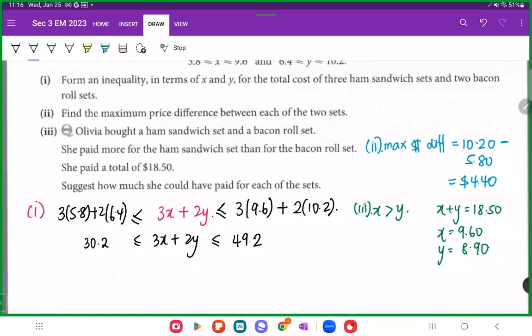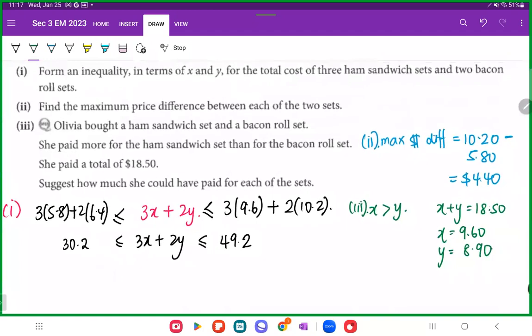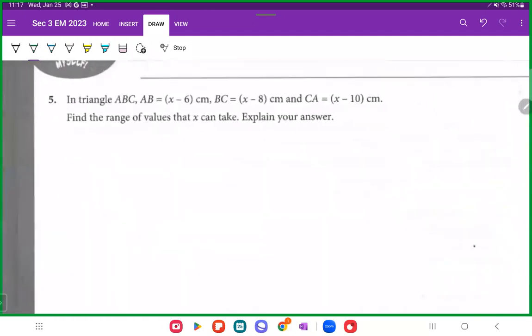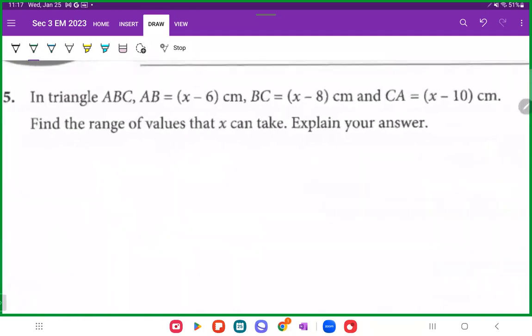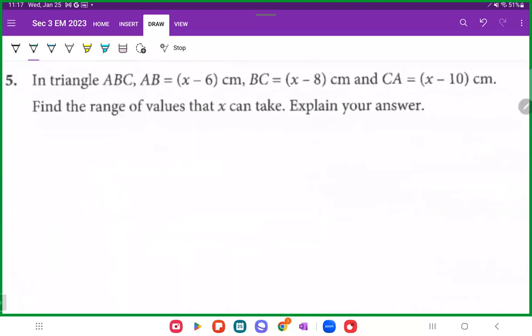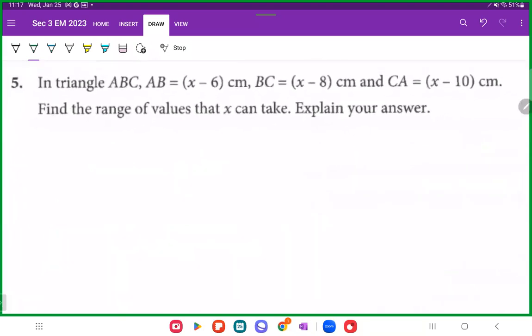Anyone still need? Okay, okay, last question, this one. Seldom do challenge yourself, but this idea behind triangle is important. Okay, ready? Okay, in triangle, I have A, B, B, C, and C, A. Find the range of values that X can take.